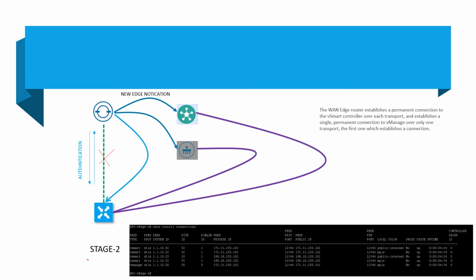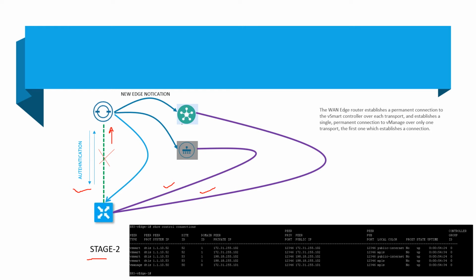So in stage two, once my authentication and authorization is done, I'm not going to see this connection, which is the DTLS connection to the vBond, anymore. And there's a new edge notification which goes to the rest of the controllers. And then, in the response returned from the vBond, my edge device receives the controller IP address, and it is going to form control connections to the controller and the vManage.